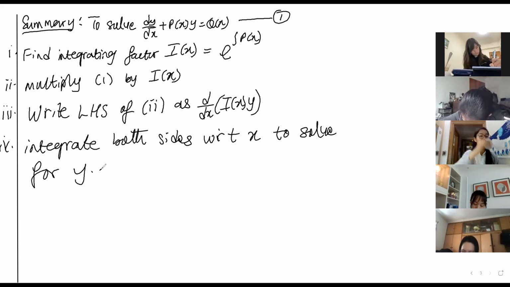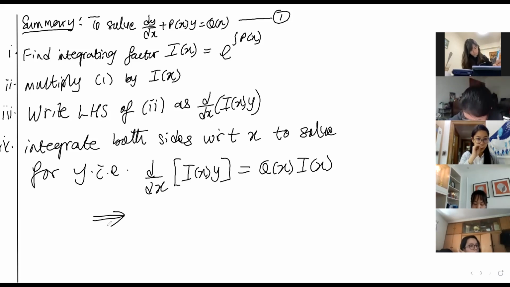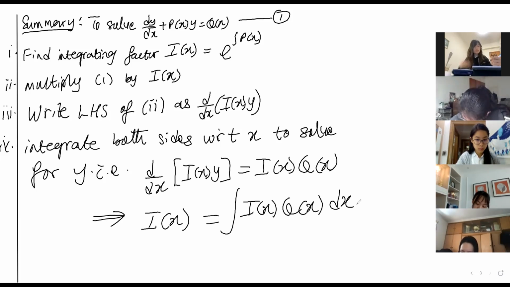Okay, that is d/dx of I(x)y is equal to I(x)q(x), like I wrote earlier, so maybe we stick to that. It will imply that I(x)y is equal to the integral of I(x)q(x) dx, and y can be made the subject.